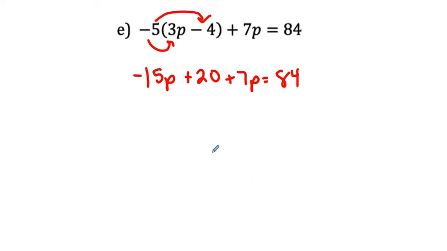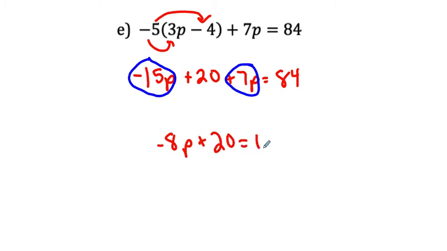Okay, what are my like terms? Well, in this problem, my like terms are negative 15p and 7p. Add them together, and what do we get? Negative 15 plus 7 gives me a negative 8p. Let's bring down the rest of the equation, so plus 20 equals, oops, I'm getting one step ahead of myself, 84. It'll be equal to 64 in the next step. I'm getting one step ahead of myself here, sorry. Equals 84.